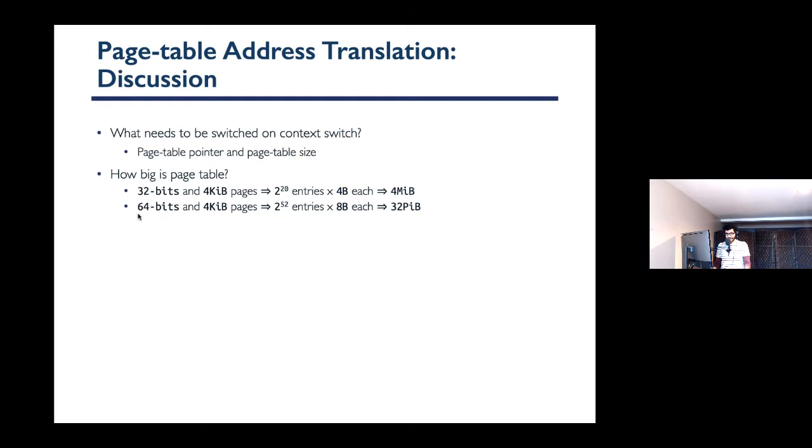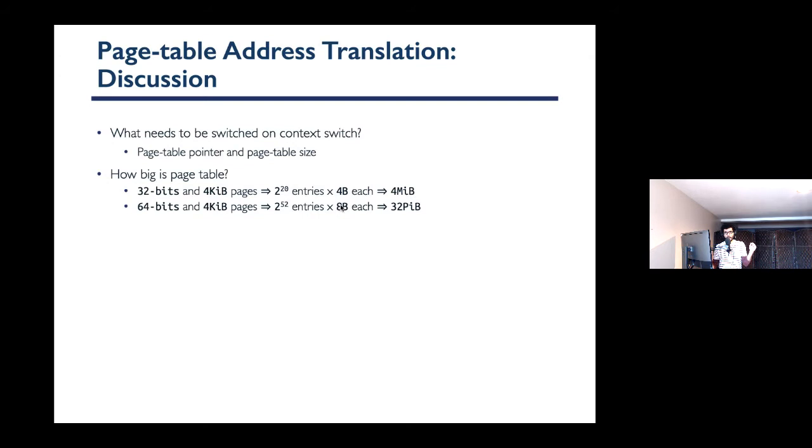Now let's look at a 64-bit system with the same page size. Now things are actually going to blow up. Again, the size of the page is 4 kilobytes, and that would be 12 bits for each byte, so we put 12 bits aside. We're left with 52 bits. So how many entries do we need in our page table? 2^52 entries.